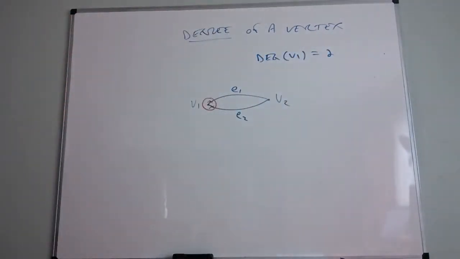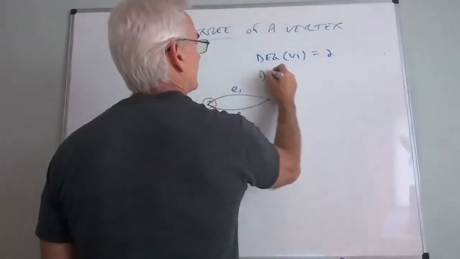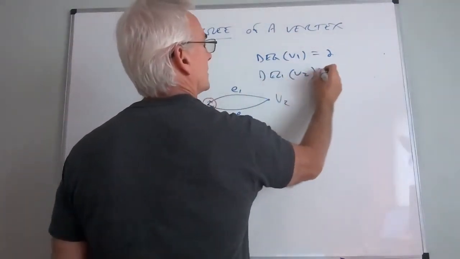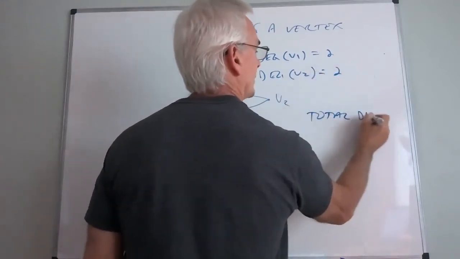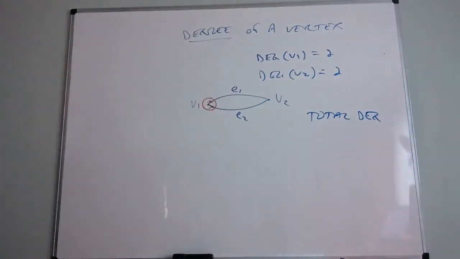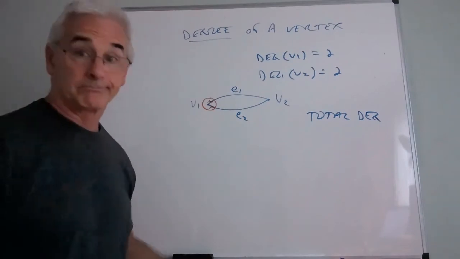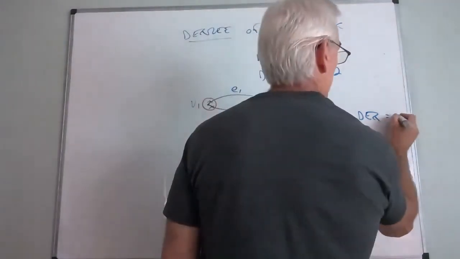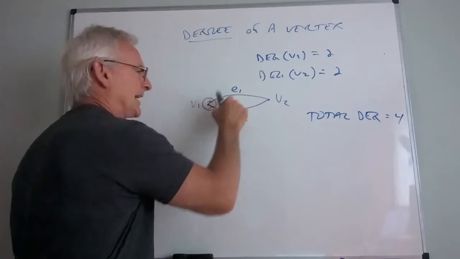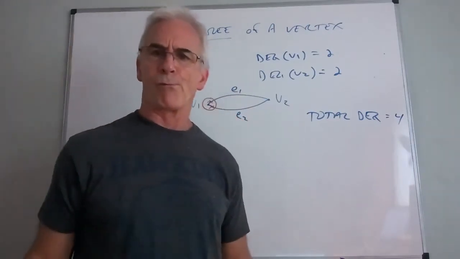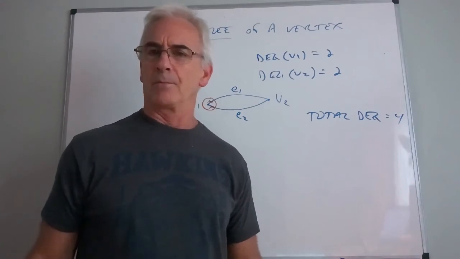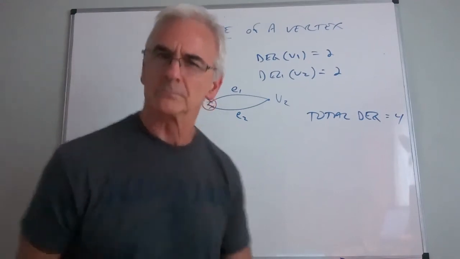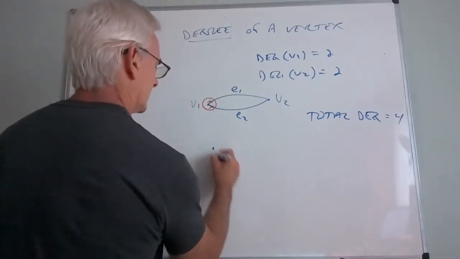In my picture, what is the degree of V2? Well, it would also be 2. So what would the total degree of my graph be? If I added up the degrees of each vertex, what would the total degree of this graph be? 4. But I only have 2 edges. I have 2 edges, but the total degree is 4.